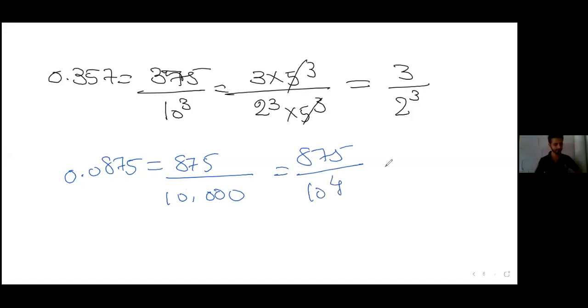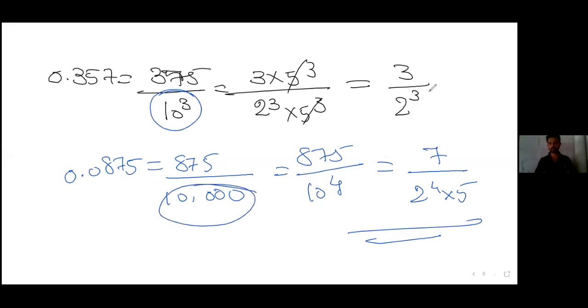This 875, if I do the further simplification, can be written in this way: 7 divided by 2 to the power 4 into 5. So what you need to observe here is the denominators. Look at here and look at its final form. What do you observe? As 10 has factors 2 and 5, right?